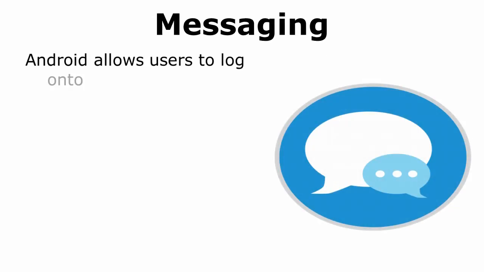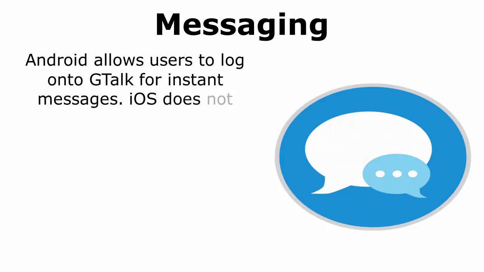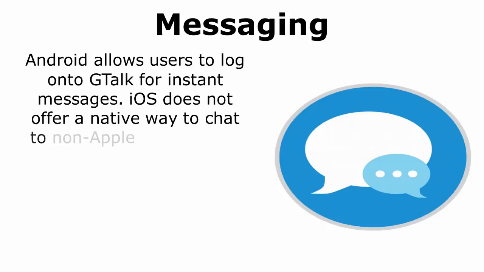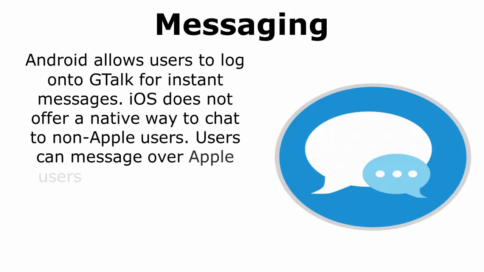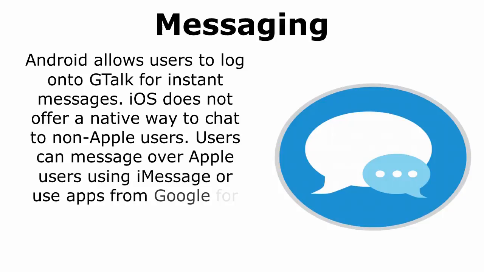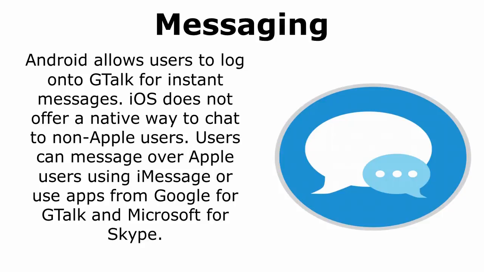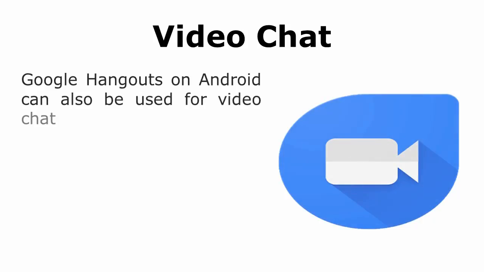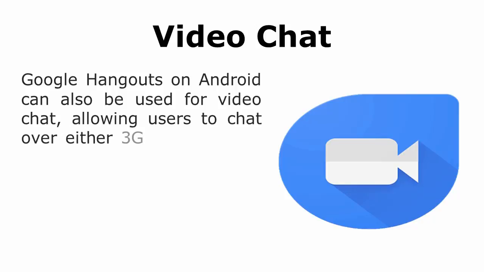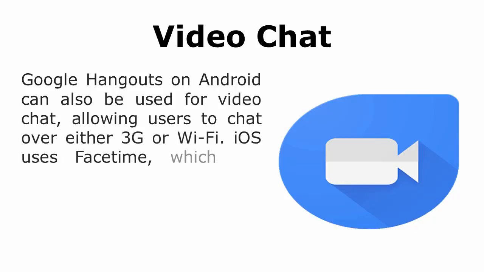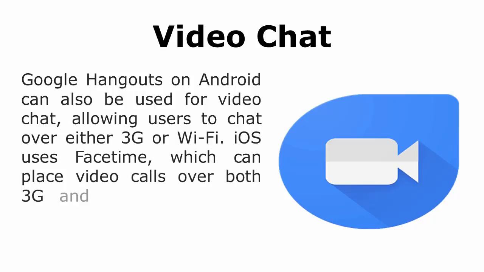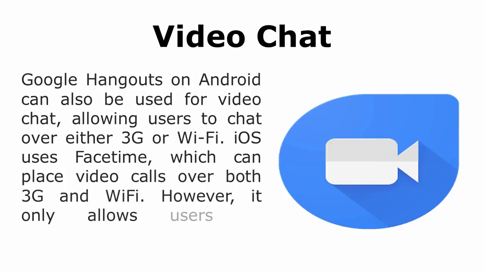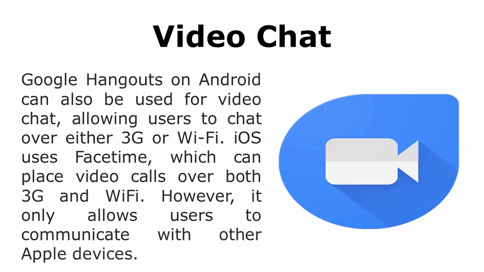Android allows users to log on to Gtalk for instant messages. iOS does not offer a native way to chat to non-Apple users. Users can message other Apple users using iMessage or use apps from Google for Gtalk and Microsoft for Skype. Google Hangouts on Android can also be used for video chat, allowing users to chat over either 3G or Wi-Fi. iOS uses FaceTime, which can place video calls over both 3G and Wi-Fi. However, it only allows users to communicate with other Apple devices.